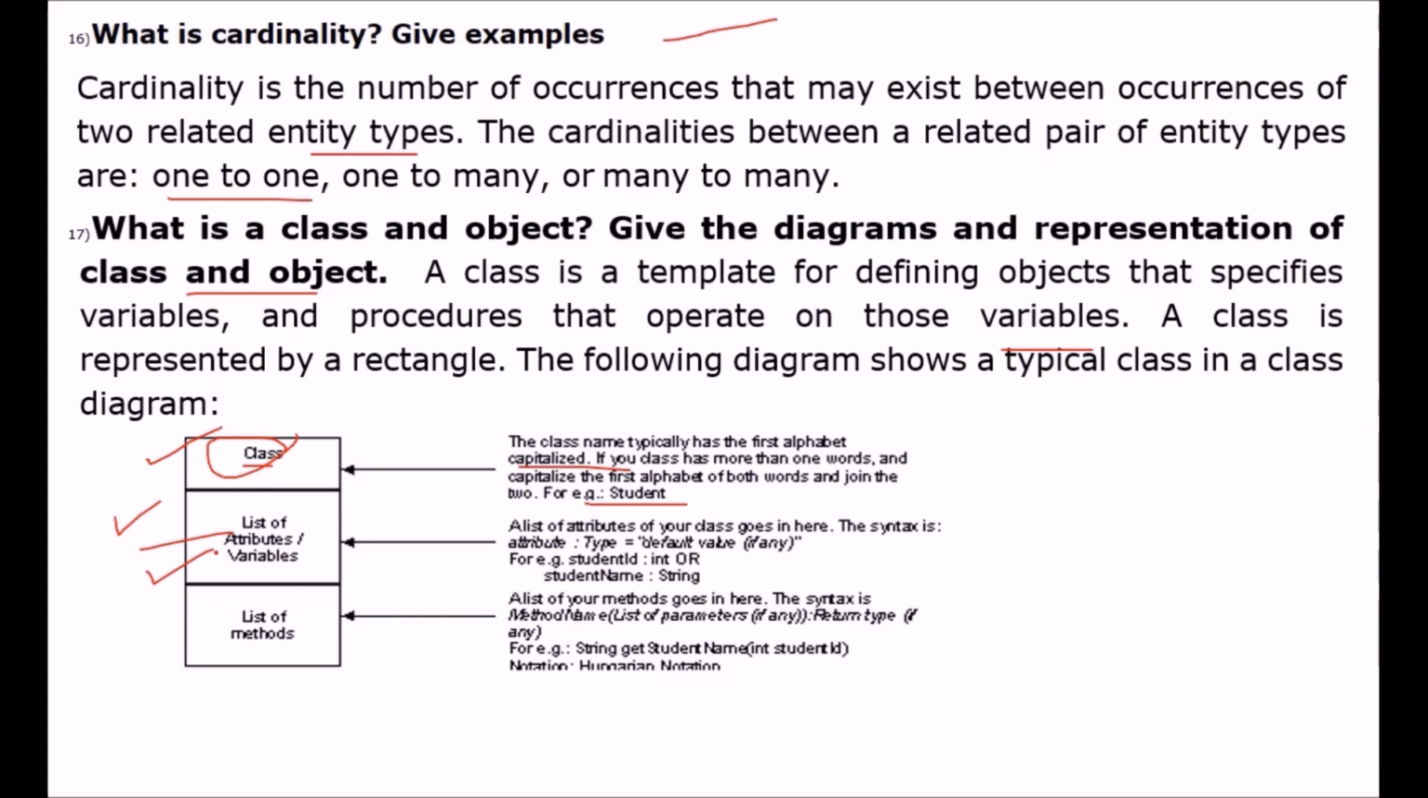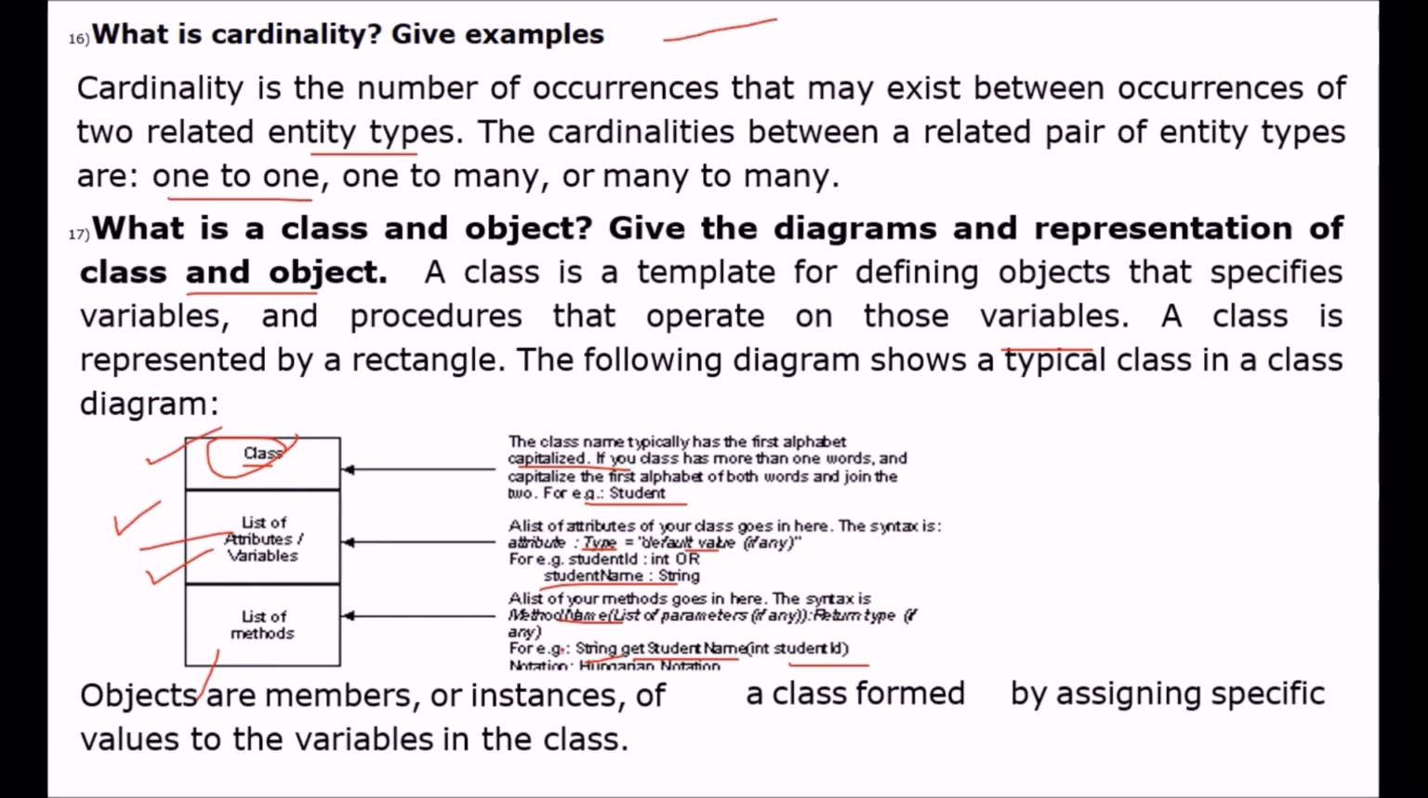This is a list of attributes, and the syntax is: attribute colon type equals default value, like studentName colon string. This is a list of methods which goes in here. The syntax is method name, with the return type string, the method name, and the parameter. So this is the Hungarian method. You can adopt this Hungarian method.